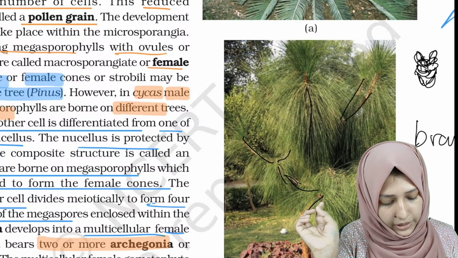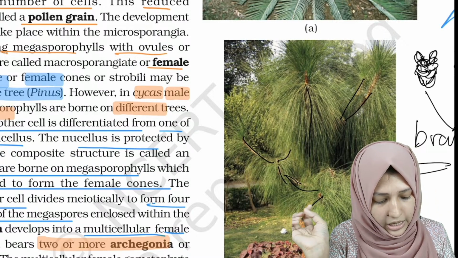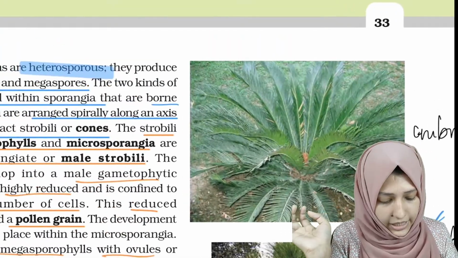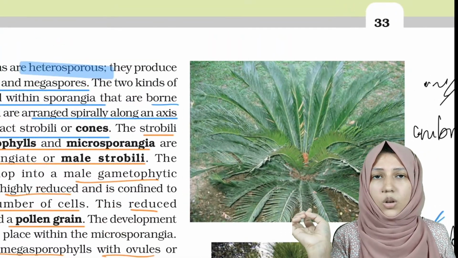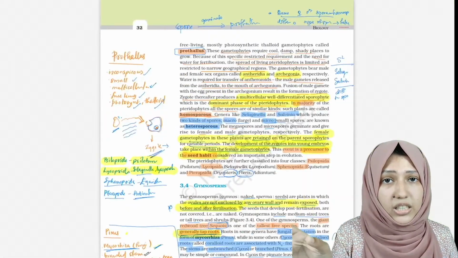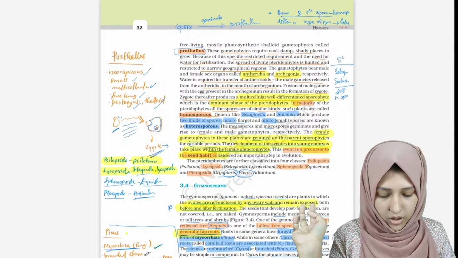These cones will be grown in the same tree in Pinus. In Pinus they are in the same tree, but in Cycas they are on different trees. They are known as monoecious and dioecious. Monoecious when they are in the same tree, and dioecious when they are different. Okay, clear?